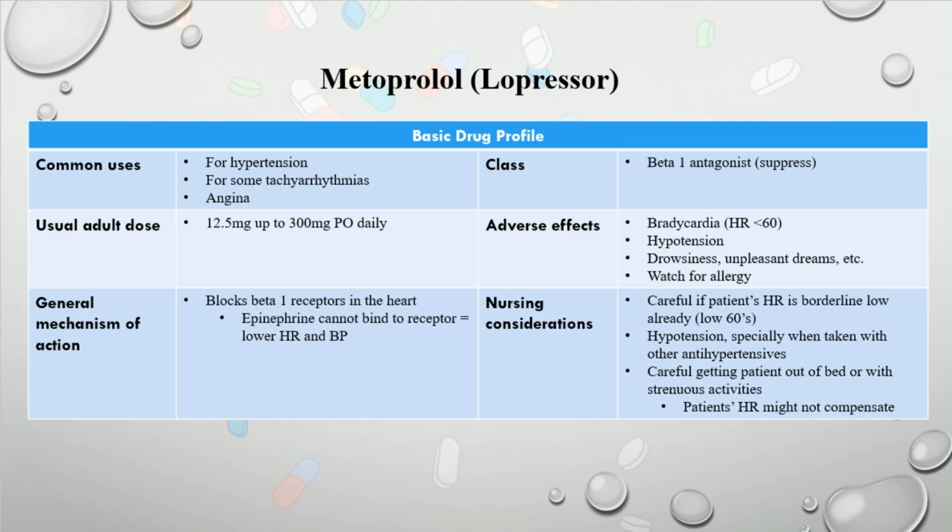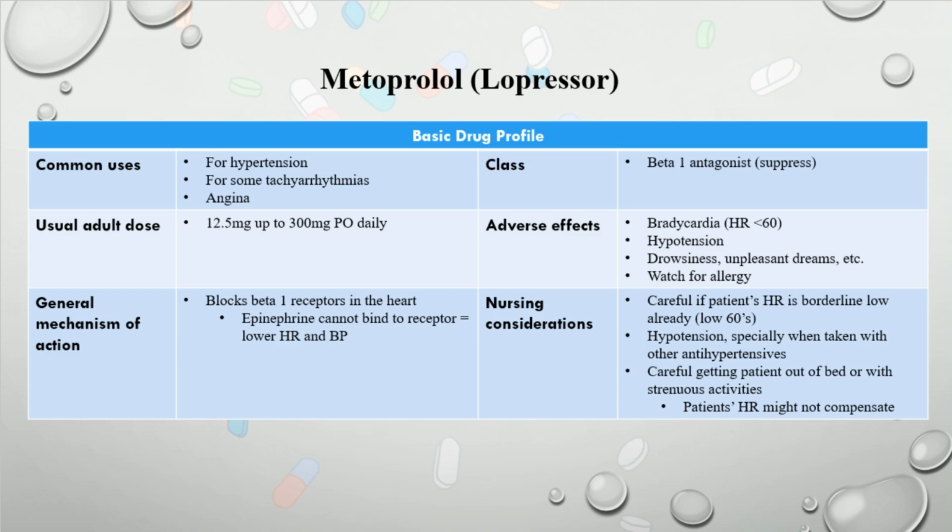The other nursing consideration you have to think about is when we're trying to get the patients out of bed, ambulating, or the patient is going to engage in strenuous exercises. The reason why is because if the patient is beta blocked, that means the heart rate cannot go up to compensate if their blood pressure goes down. So be mindful of that, because then they can faint.